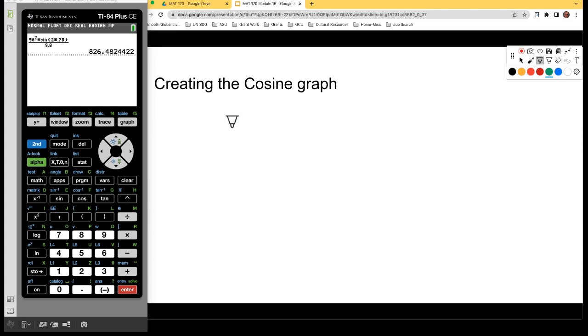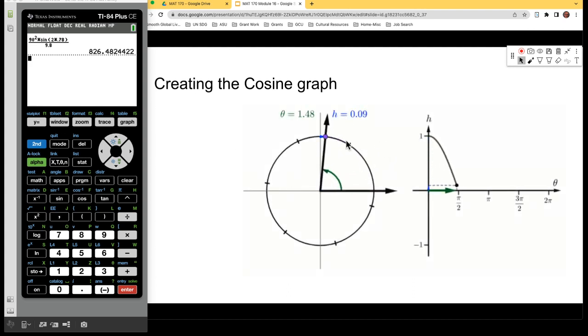So there's this activity here. It's going to get us a little bit ahead of what we're doing, but this is going to create a cosine graph from the unit circle. So watch as it comes around, as theta gets bigger, we get the x coordinate. That's what's getting measured here. And then it's showing it being drawn out on a different set of axes.